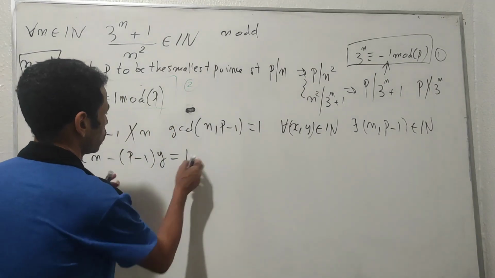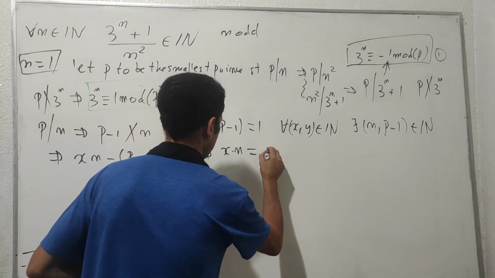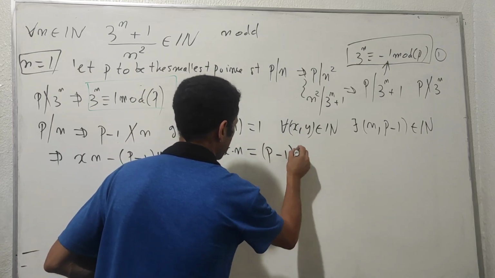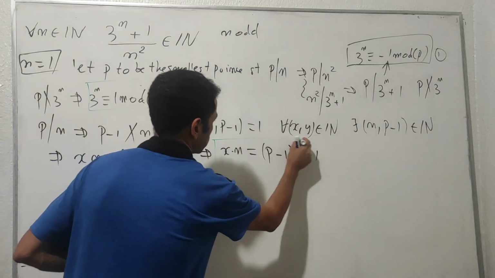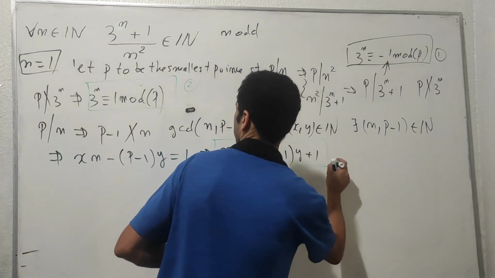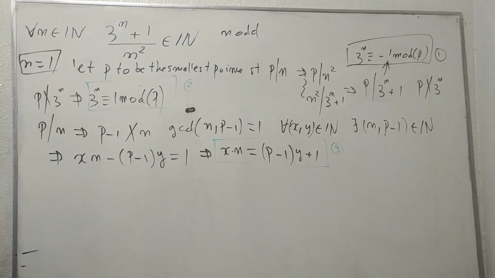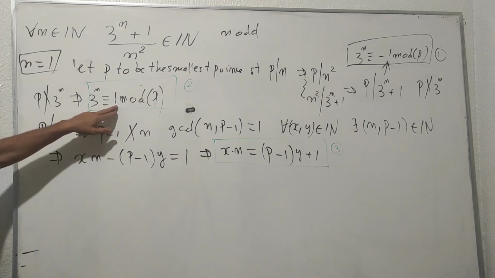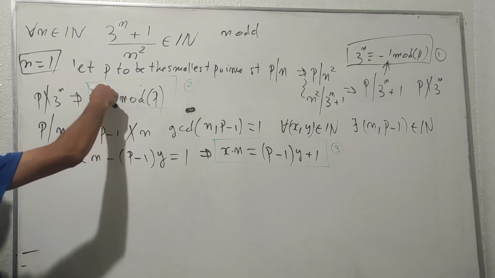So let's move this stuff to the right. So I get here x multiplied by n, which equals (p minus 1) multiplied by y plus 1. We have another equation here, another statement, so this is statement number 3. Okay, so now I think we have enough information here. So what to do here, I'm going to work on the second equation or second statement. Okay, now let's add something here. I'm going to raise both sides to the p minus 1.